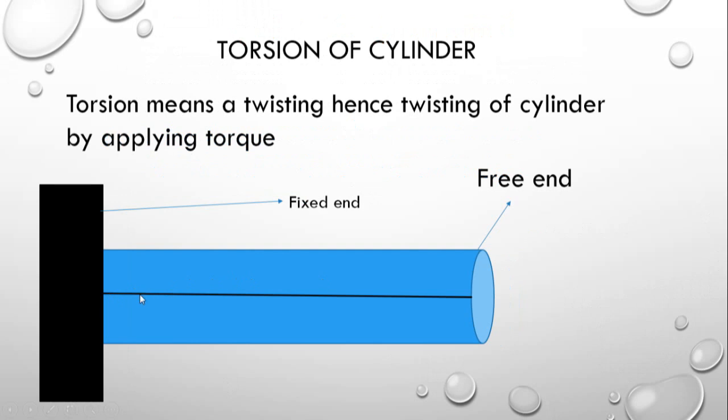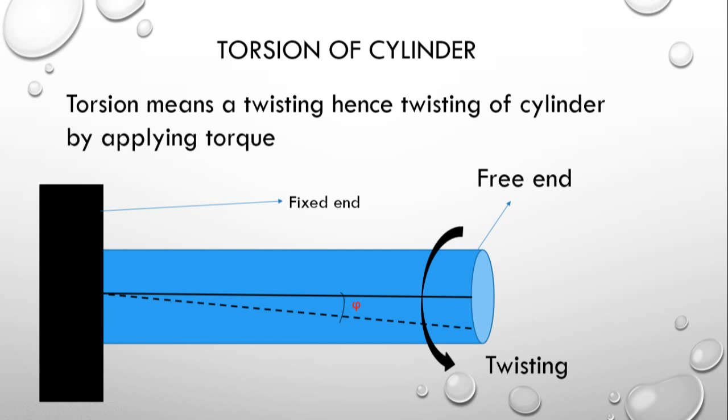See the line which is initially parallel to the top surface and bottom surface of the cylinder. Here is the free end, and this is the fixed end. If the cylinder is twisted by applying the torque, in this direction of torque, the line is twisted through a certain angle phi. This twisting takes place because of shearing of the different molecular layers existing in the solid cylinder.